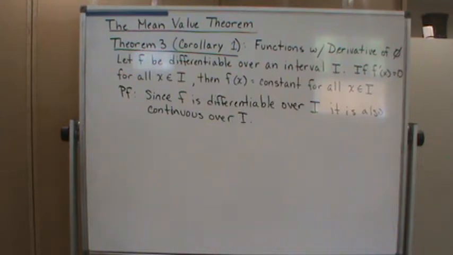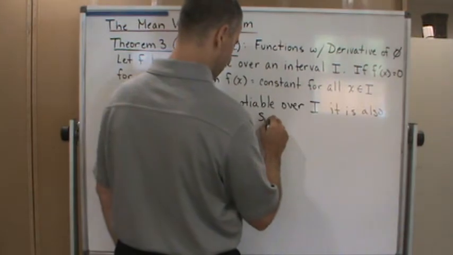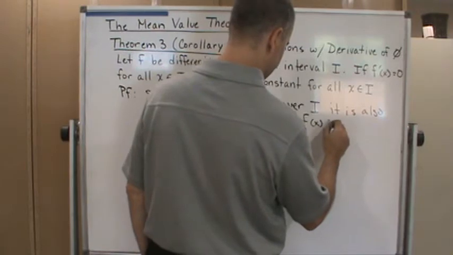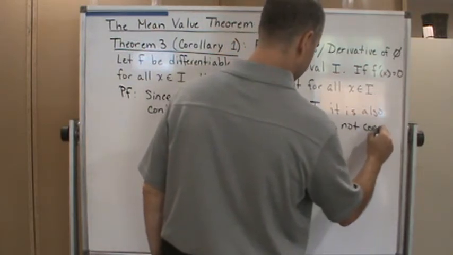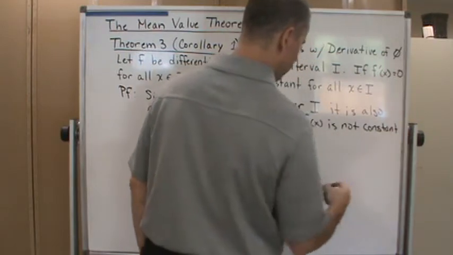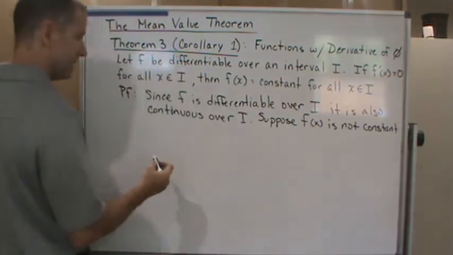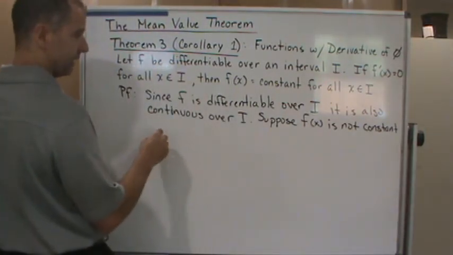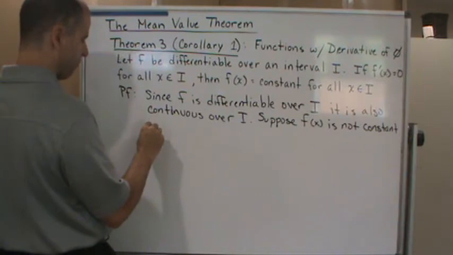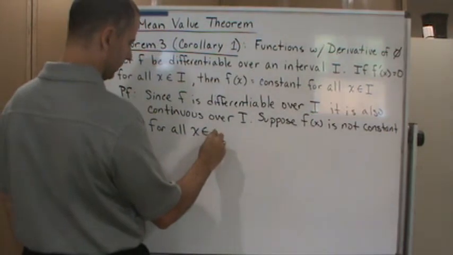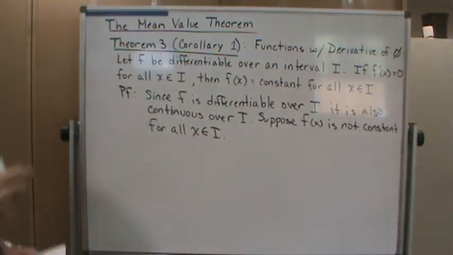Now, here's our assumption. Let's suppose f of x is not constant for all x in I. That's what we're trying to prove. We're trying to prove that f of x is constant, but let's assume that it isn't. Let's suppose that f of x is not constant for all x in I.